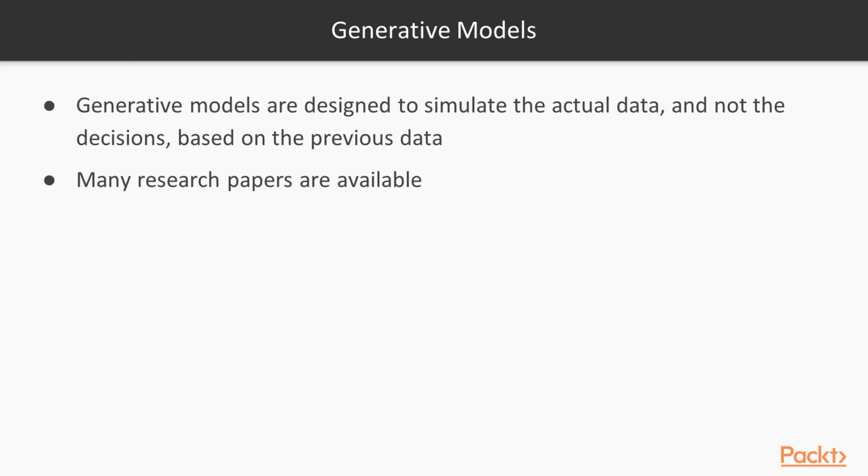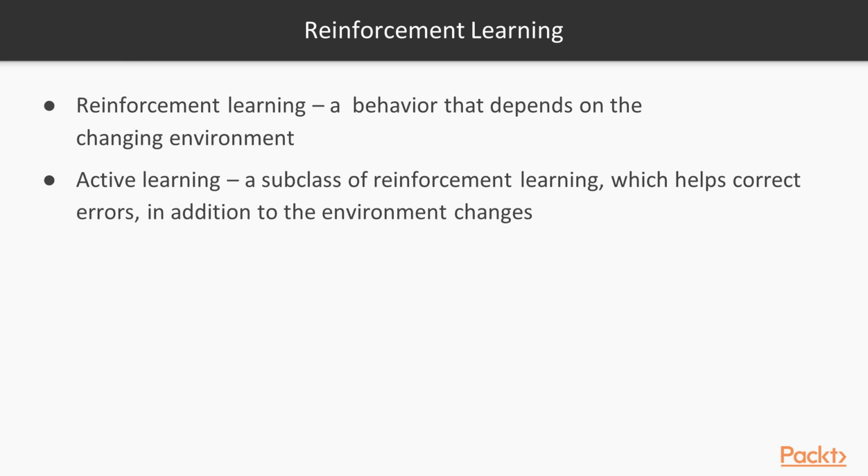Generative models are designed to simulate the actual data based on the previous data. You've probably seen a lot of articles and research papers where AI generated voice or images which look natural. Finally, reinforcement learning can help us to create fully autonomous robots.